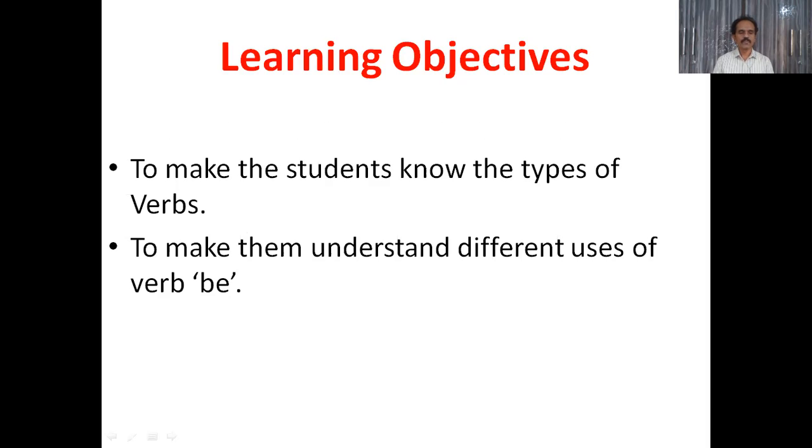The first one is to make you know the types of verbs. Okay, the types of verbs you are going to know in this class. The second objective is to make you understand different uses of verb be. Okay, be forms we say. You will understand how to use different forms of be in writing and speaking, dear students.